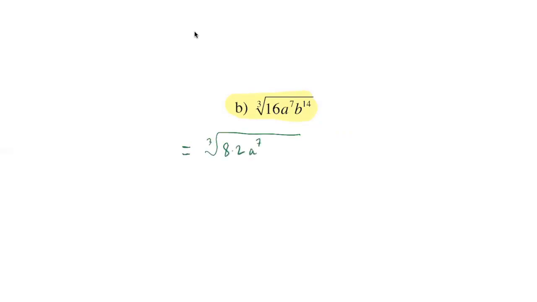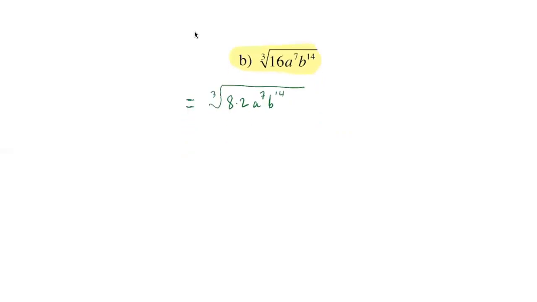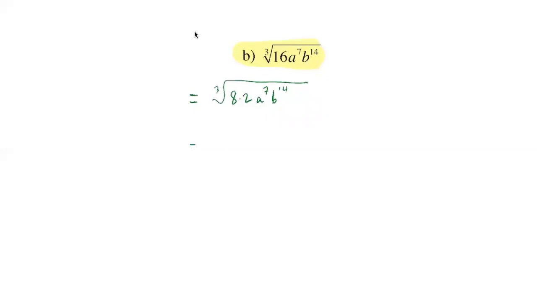Now let me show you guys a much better way to simplify the variables with different powers. It's going to take a minute here. So first of all, let's simplify the cube root of 8 first. That's going to be 2.